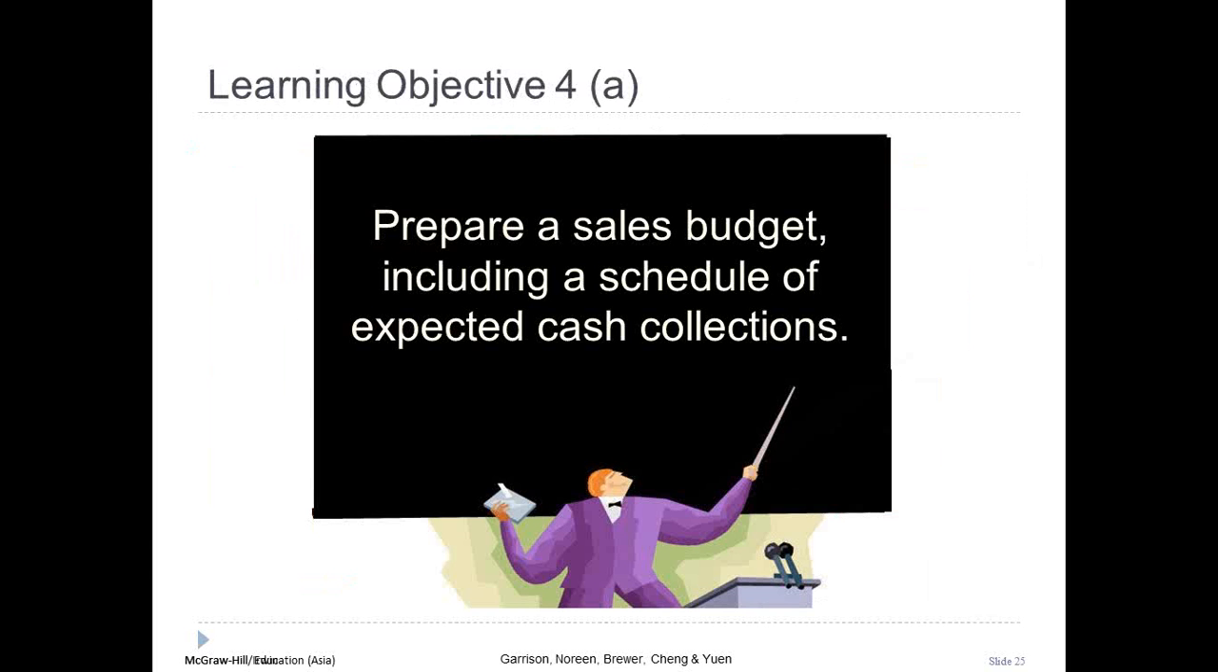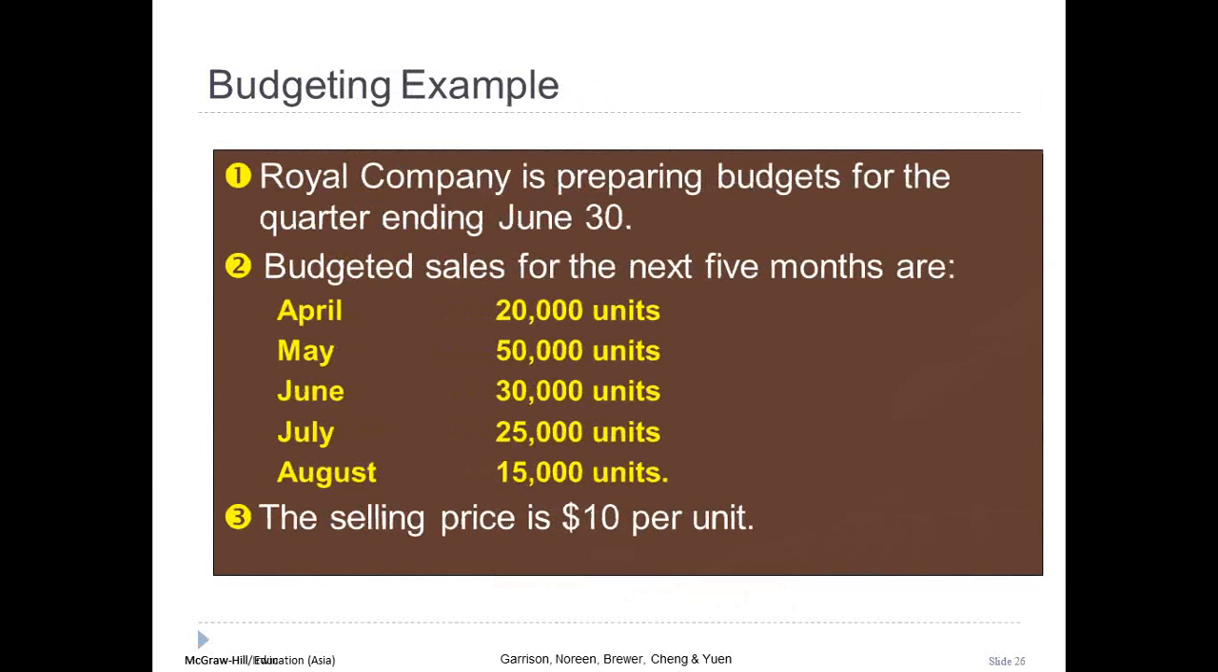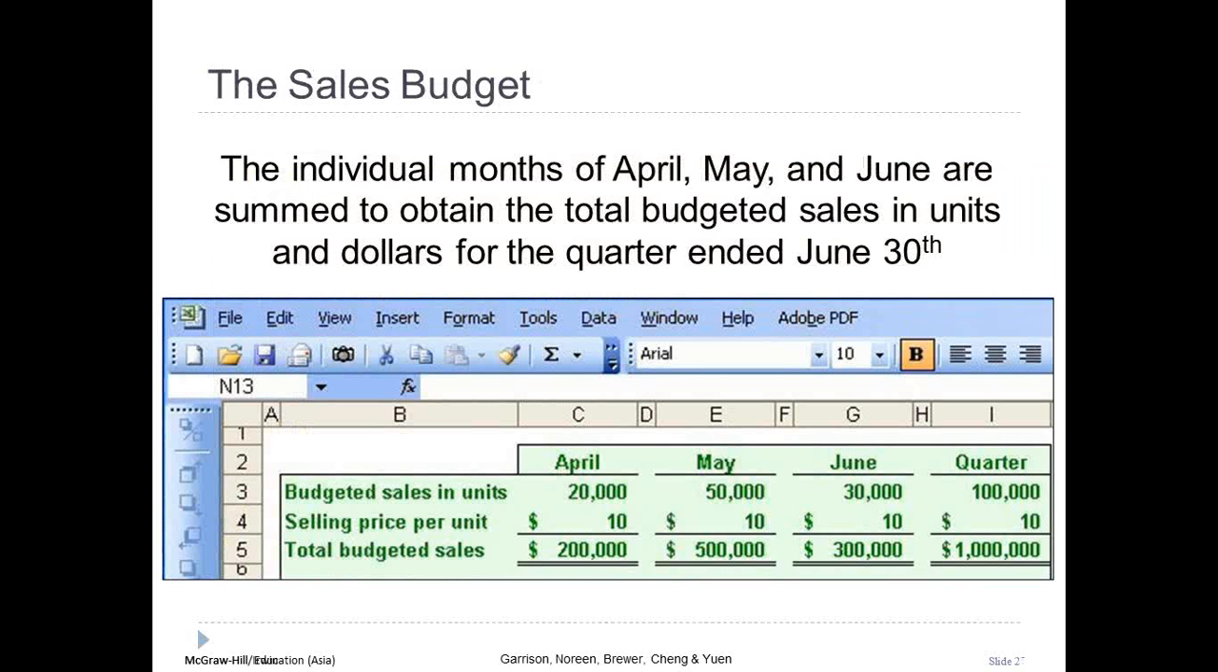So learning objective 4A. Let's prepare a sales budget including a schedule of expected cash collections. The marketing department of this company, called Royal Company, prepares the following information that will be used to prepare a budget for the quarter ending June 30th. Royal sells only one product, and that product has a selling price of $10 per unit. To calculate the total sales in dollars for any period, we multiply the budgeted sales in units times the unit selling price. So as you can see, Royal forecasts unit sales of 100,000 and total sales revenue of $1 million for the quarter ended June 30th.